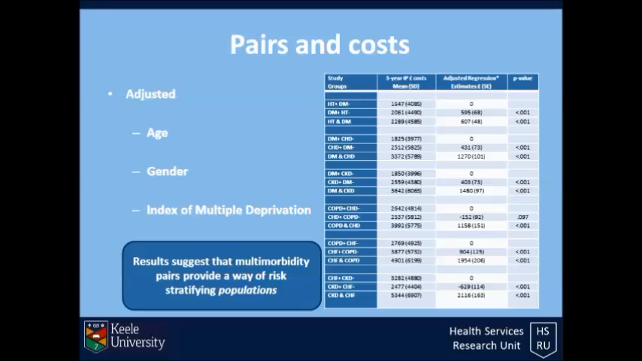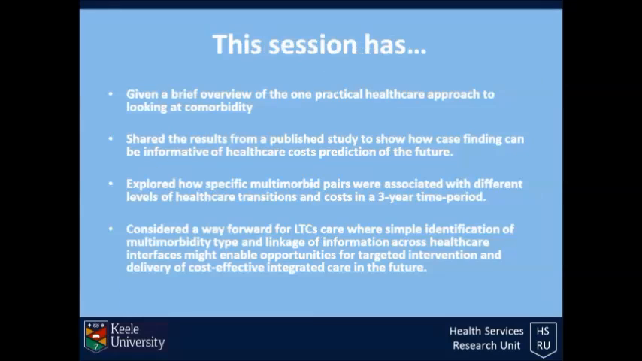Now what we think is the results suggest that the multimorbidity provides one way of risk stratifying populations. It doesn't help you identify the individual, but it forms a basis for using the long-term condition registers to identify and case find people with a multimorbid pair and the potential costs.